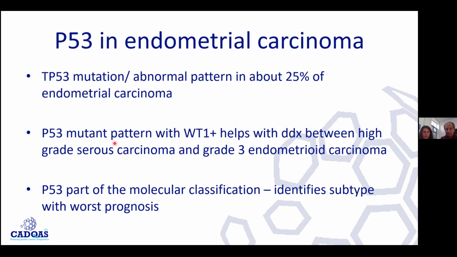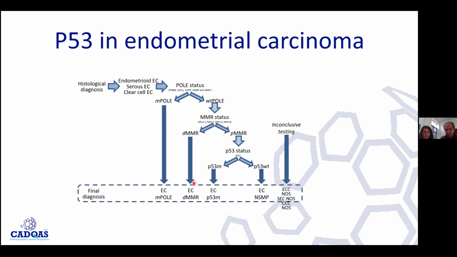And just to mention that now we don't make a lot of difference between endometrial cancers, but presence of P53 mutation is part of the molecular classification and is seen in about 25% of endometrial carcinoma, I should say. And it's also useful for diagnosis, because if it's mutant and it has WT1, you think it's rather high-grade serous carcinoma of the endometrium rather than endometrioid carcinoma. And this is the schematic approach for molecular classification.